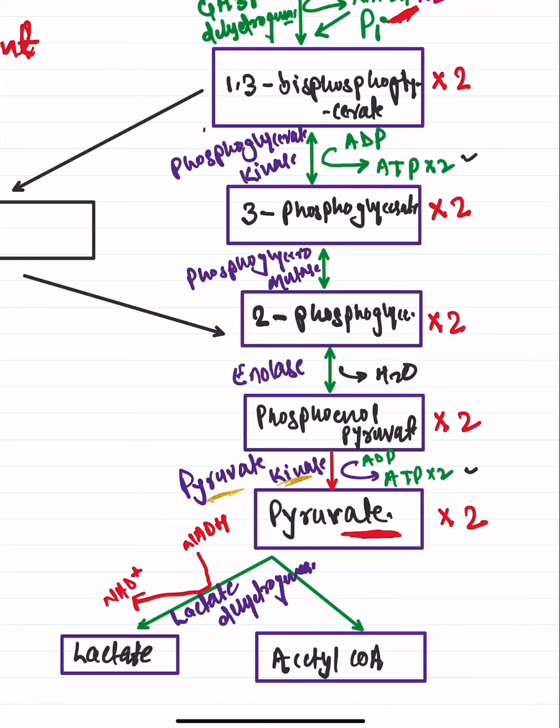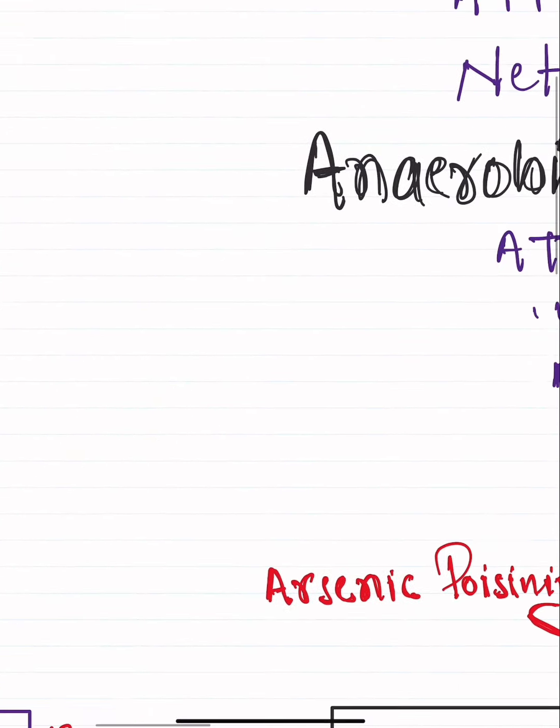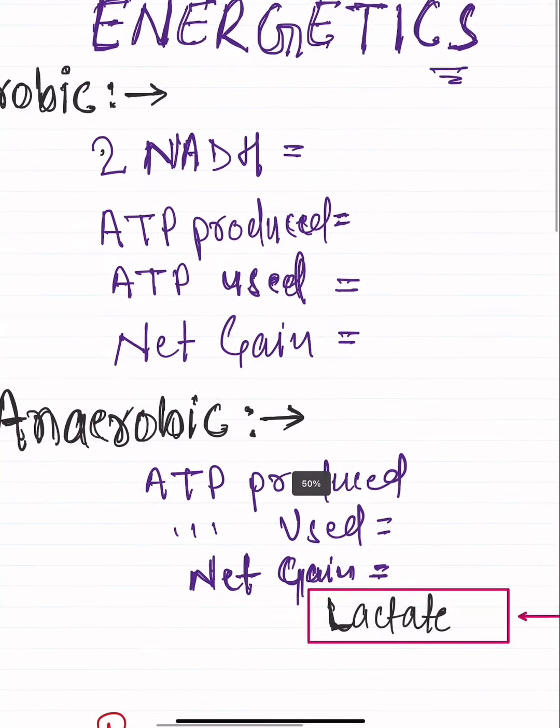So as we will get NAD+, this NAD+ will again move to the glycolysis, and the glycolysis will occur one after the other, right? So this is the reason behind the formation of lactate. So let's move further, and I would like to discuss energetics of glycolysis, right?